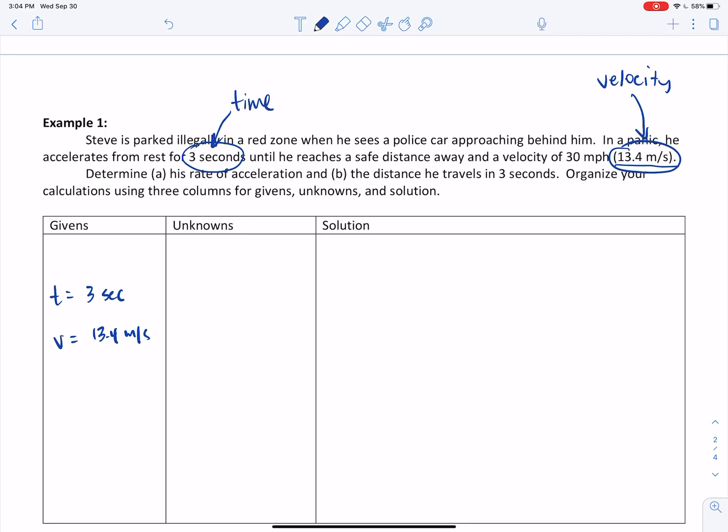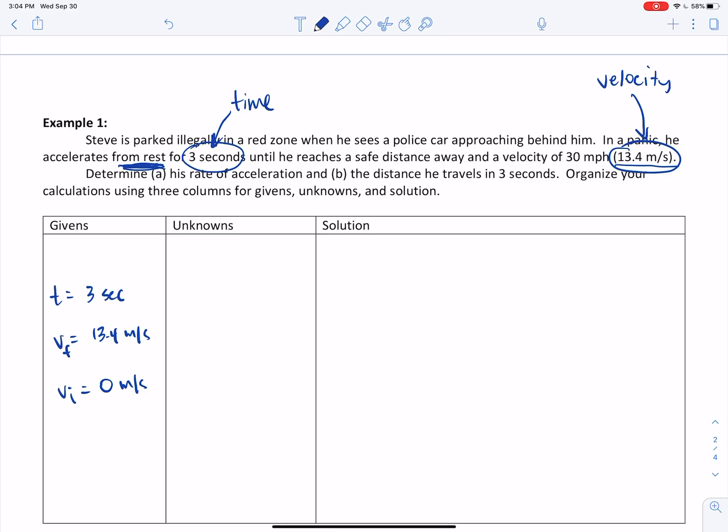But there is one hidden given. A number is not provided, but the information is quantifiable. And it's right here. It says that he accelerates from rest. That means that his initial velocity is 0, right? Accelerating from rest means that you were initially stopped. Well, if his initial velocity is 0, then what velocity is this? We can call that his final velocity. So I'm going to add a subscript f. And now I've got some really useful givens.